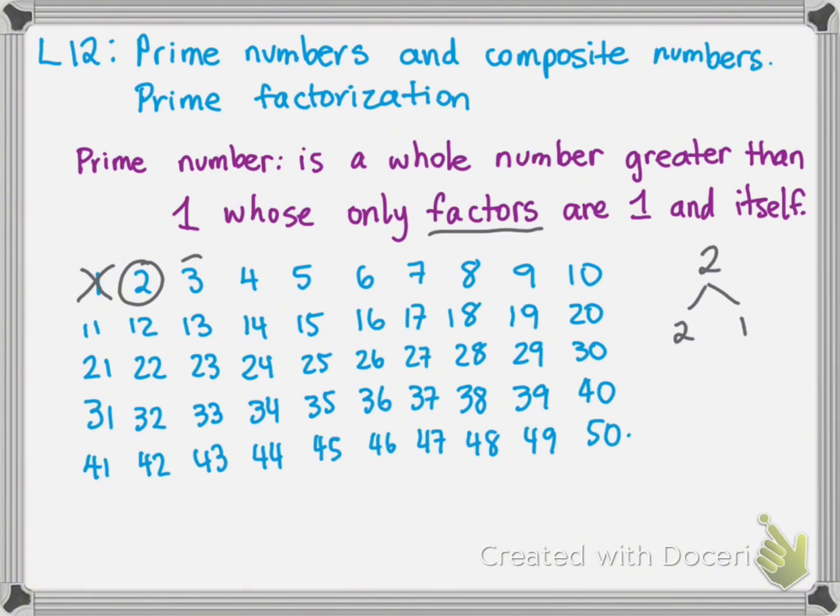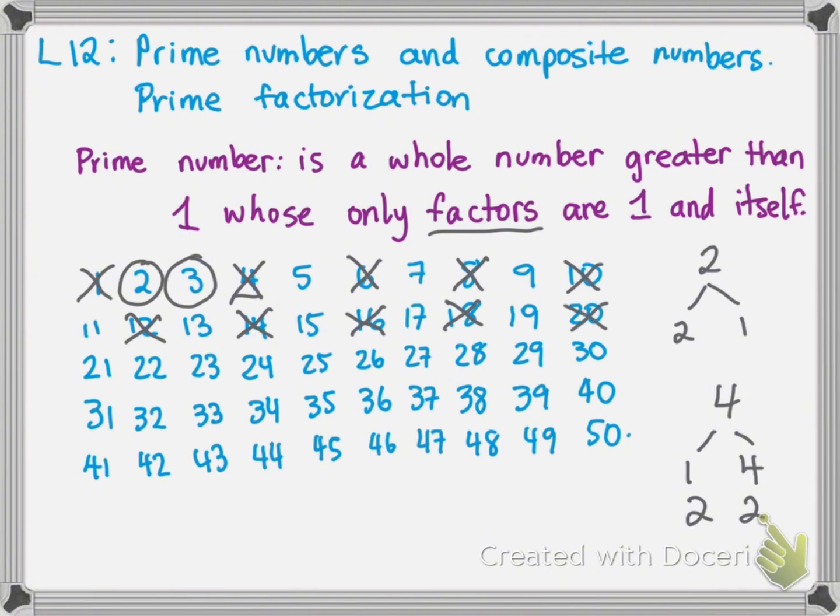Now 3 is a prime number because of the same reason as 2. Now 4 is an even number, and as you see, 4 can be divided by 1 and 4, but it can also be divided by 2. So it has 3 factors and is not a prime number. And that's going to happen with all the rest of the even numbers. So I'm going to cancel all the even numbers because they are not prime. The only prime number that is even is 2.